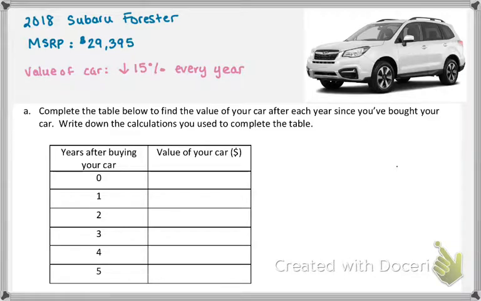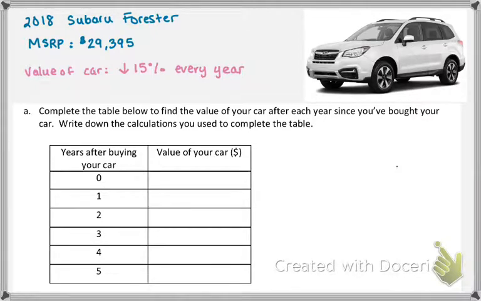Now, before you sign paperwork to buy any car, just know that the value of your car actually depreciates by about 15% every year. That means how much your car is worth goes down year after year by about 15%. So the first thing I want you to do is to complete the table below to find the value of your car after each year since you bought your car. And you're going to write down the calculations you use to complete the table.